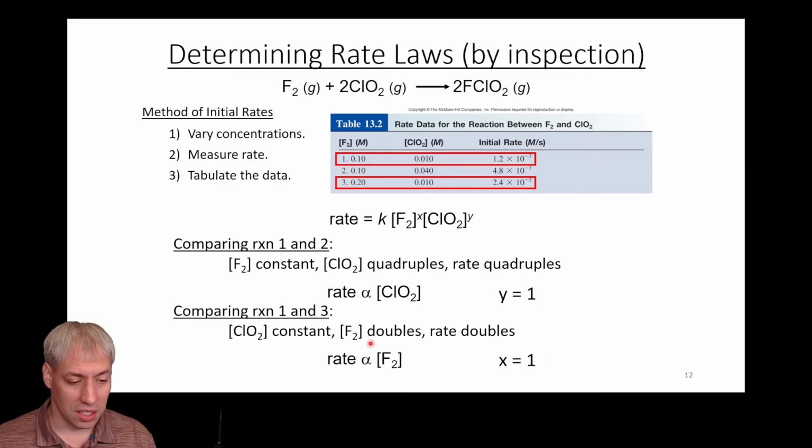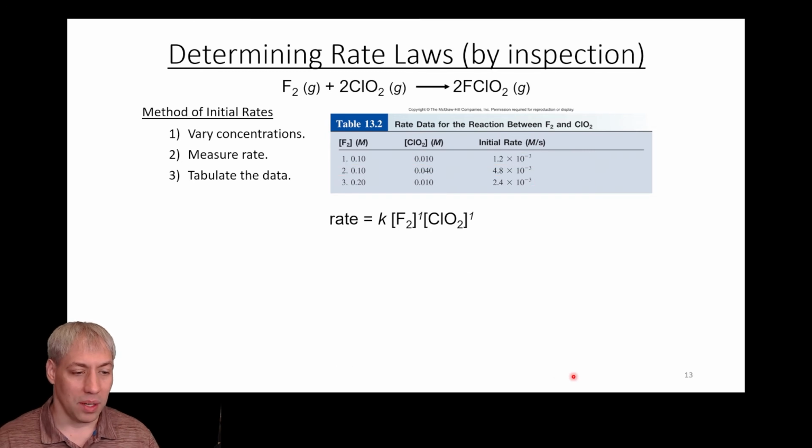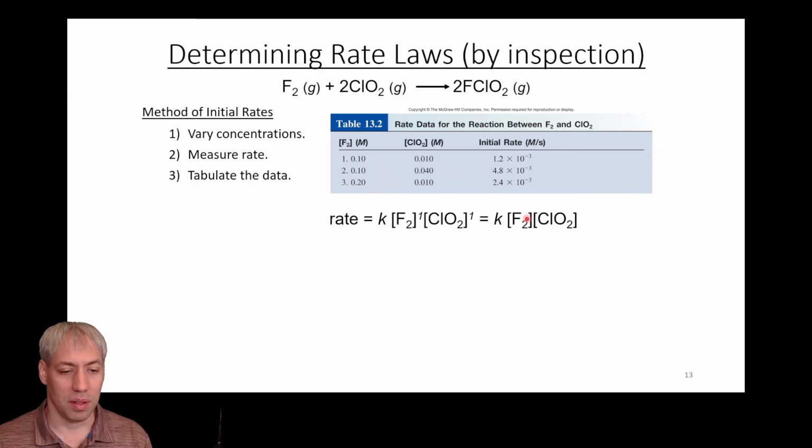Now, if we double the concentration of F2 and the rate quadruples, as in this is 4 and this is doubled, that means the exponent has to be 2. But in this case, we didn't see that. We saw F2 doubles, rate doubles, there's a proportionality, X is 1. And so we get a rate law that looks like this. Rate is equal to k times the concentration of F2 to the 1, ClO2 to the 1. We simplify this, get rid of the 1s. That's your rate law right there.